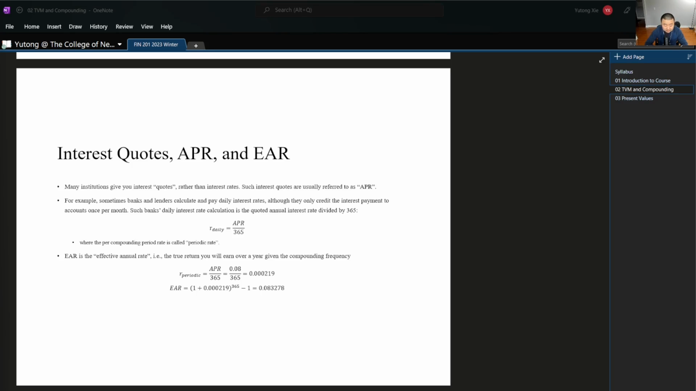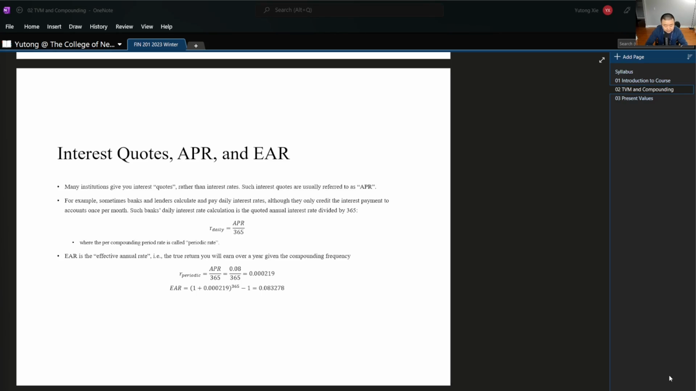So the question now is, how do I know what's the actual return I'm going to get in a year? What you need to do is first calculate something called a periodic return. If the compounding frequency is daily, then you need to calculate a daily return. So how do you do it? The way you do it is to use the annual percentage rate, that is the quoted rate. It can be 4%, it can be 8%, whatever the bank quotes you. And you divide that by the number of periods within the year that you're going to compound.